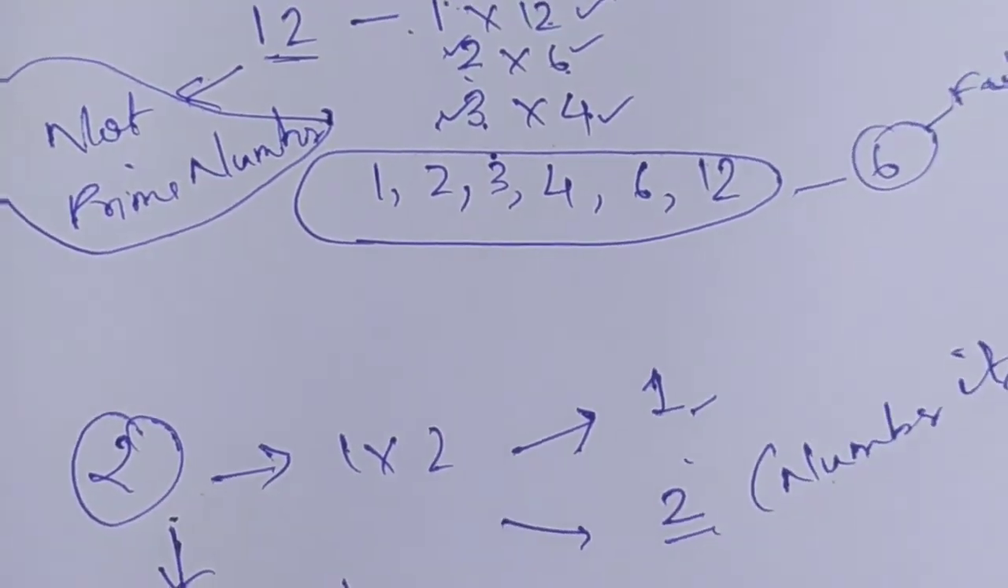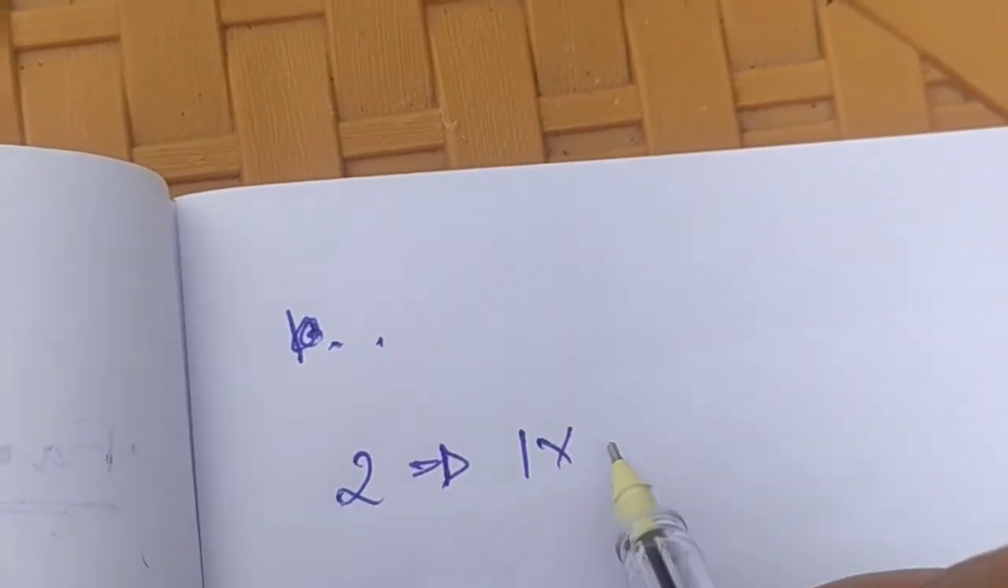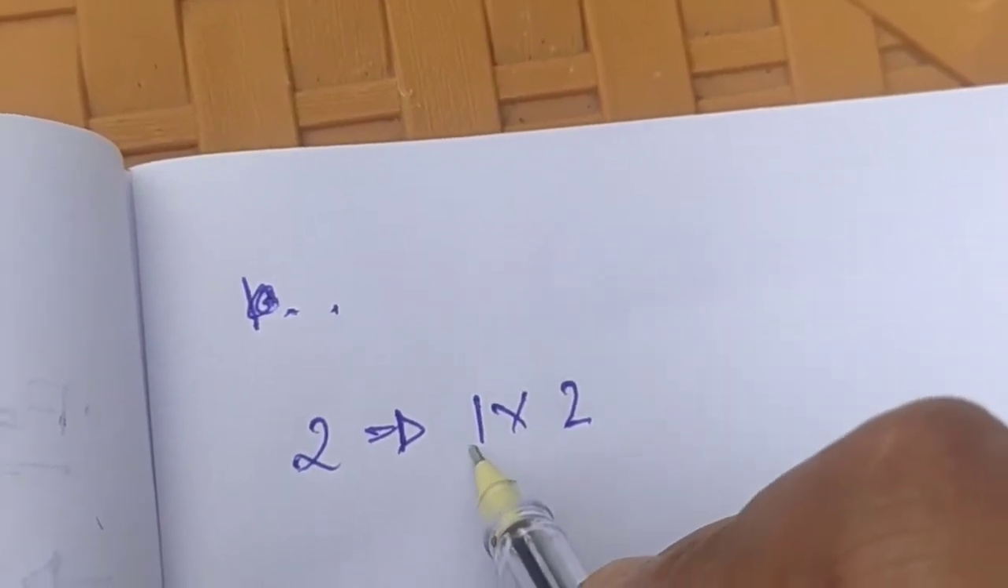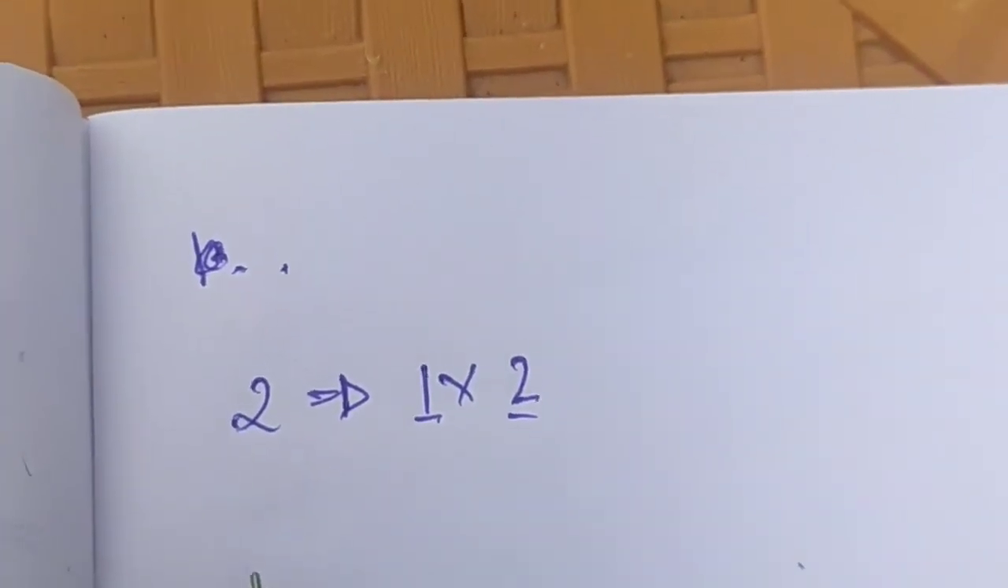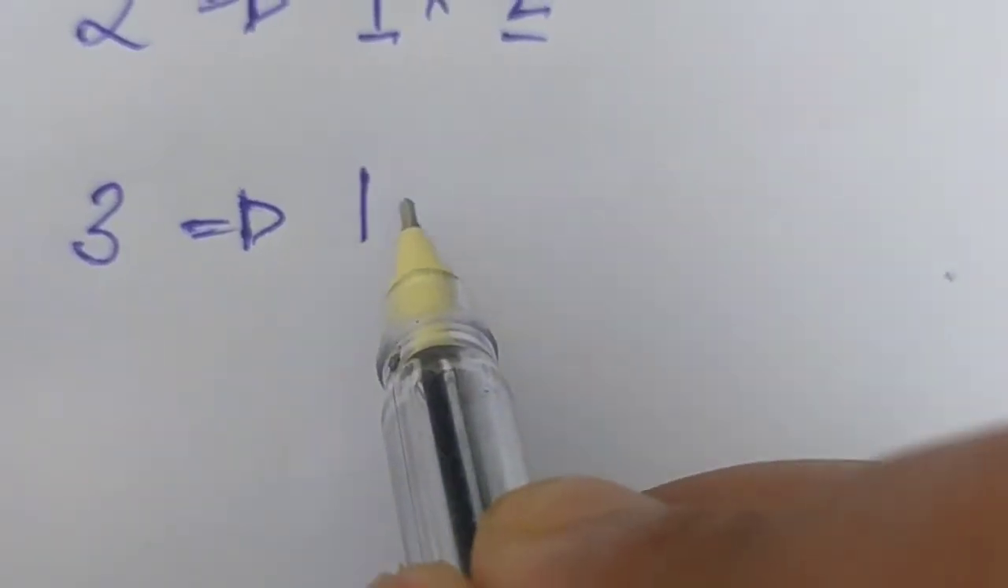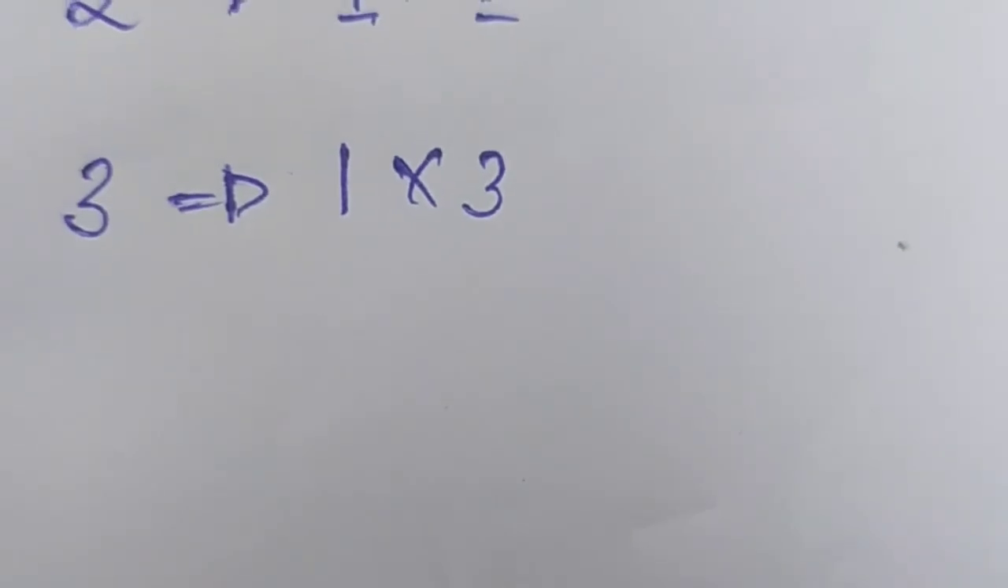So likewise, let us find the prime numbers between 1 to 20. Let us consider first 1. Now 1 is not taken as a prime number. So let us start with 2. For 2, 1 into 2, the factors are only 1 and 2. Let us consider number 3. We have 1 into 3, and we have nothing.